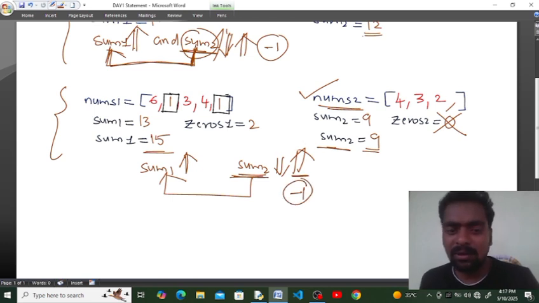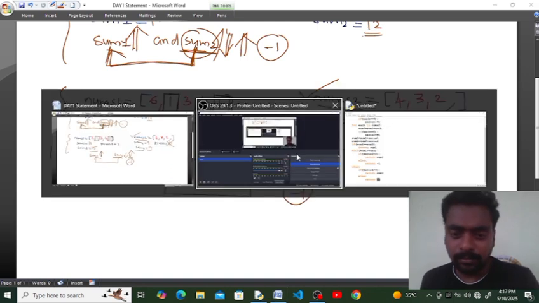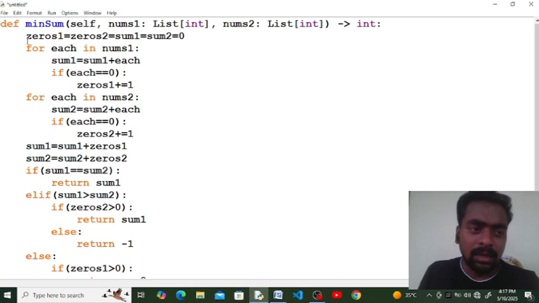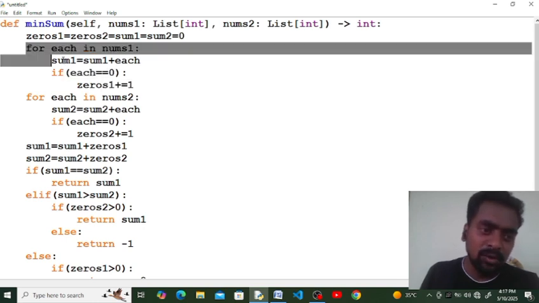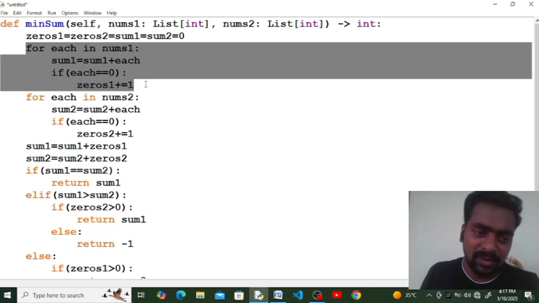So I hope you understood the logic for this question. So let's write the code for this logic. Here I'm taking four variables: zeros 1 denotes the number of zeros in the first array, zeros 2, sum 1 and sum 2. I'm taking every element from the first array nums 1 and adding each value to sum 1, calculating sum 1 from all the non-zeros. In the same loop, I'm writing an if condition to count how many zeros are in that first array. So this loop is calculating the sum 1 value and the number of zeros in the first array.